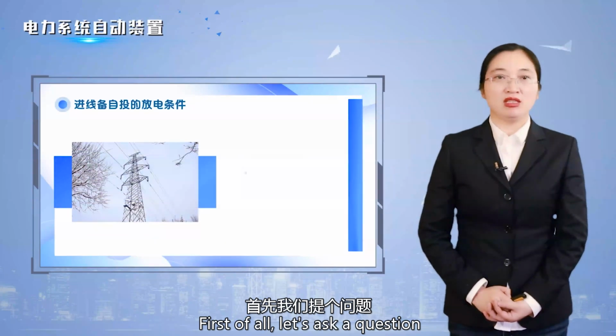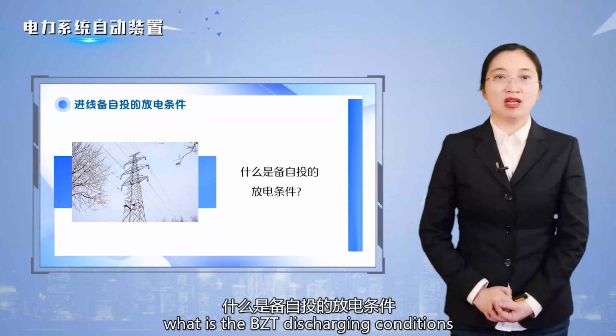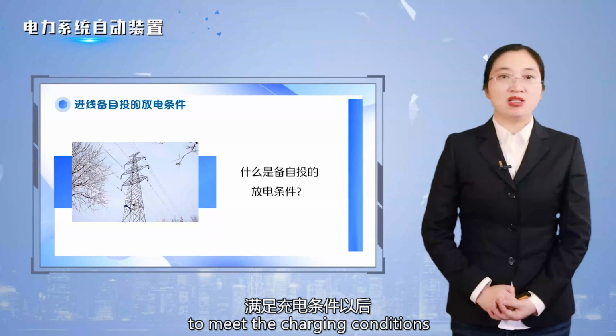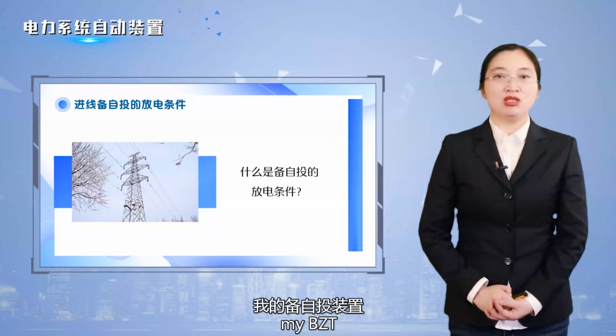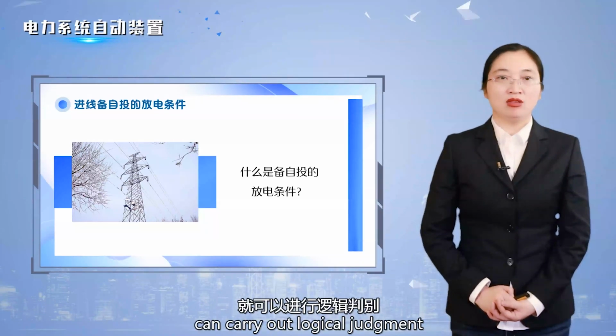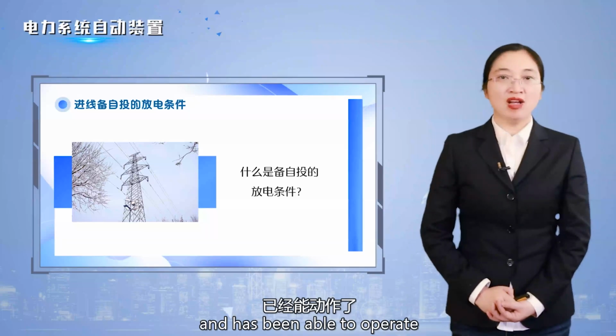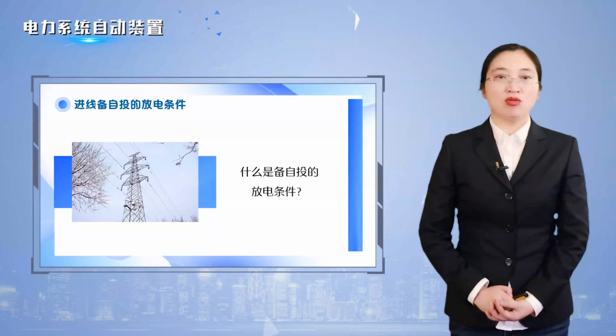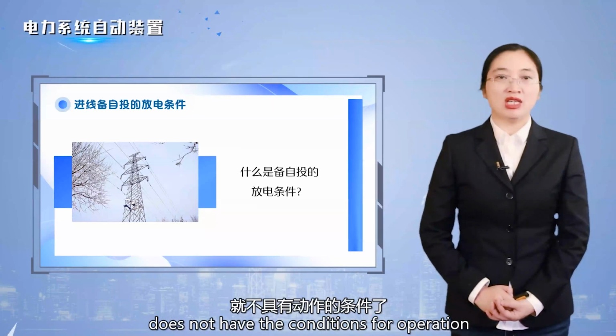First of all, let's ask a question. What are the BZT discharging conditions? That is to say, once the charging conditions are met, my BZT can carry out logical judgment and is able to operate. The discharging conditions mean the BZT does not have the conditions for operation.